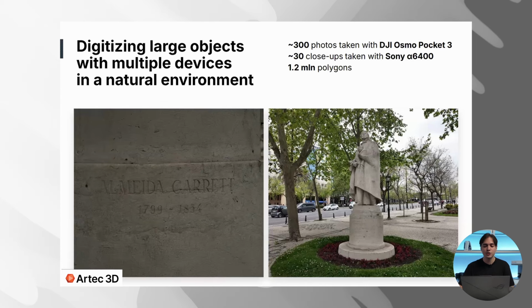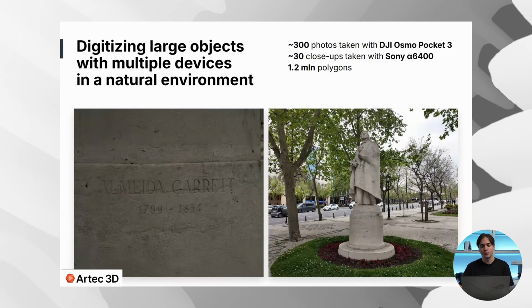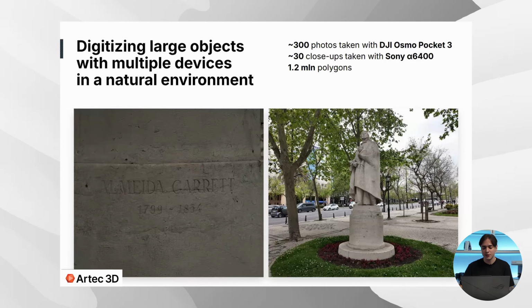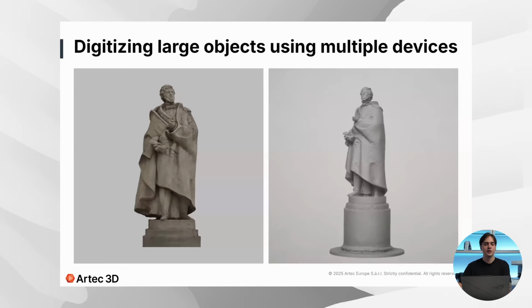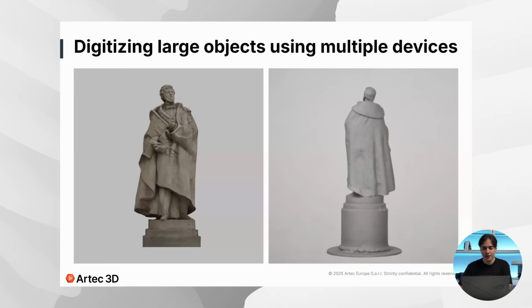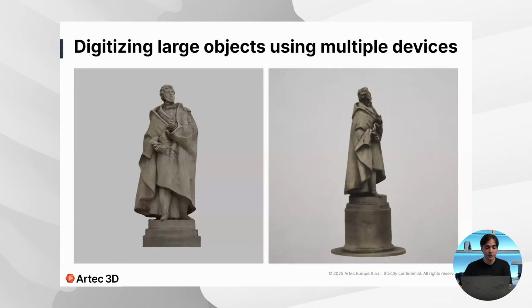So with this rod we have been able to capture the top part of the statue and get a proper reconstruction there. And then with the use of the Sony camera, I have taken close-ups to add fine details which would not have been that pronounced and would not have been that detailed on the DJI camera. And here are the results that we've got.